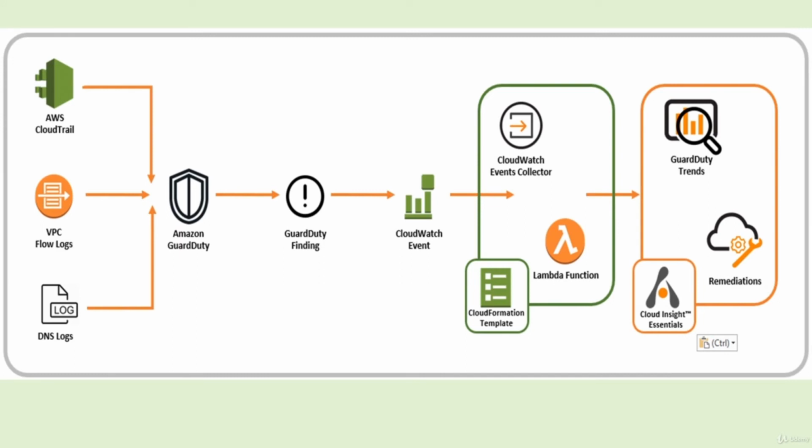There could be various use cases with GuardDuty. One of those is here. We have a CloudTrail instance running out there. We have VPC flow logs and DNS logs that could be monitored by GuardDuty, and GuardDuty will generate certain reports or findings, which could be fetched from the CloudWatch events also. And the CloudWatch event collector would collect those things, generate certain Lambda functions based on CloudFormation templates, and those Lambda functions will perform actions from the GuardDuty side, with the GuardDuty trends and the remediations that you could use anytime you want.